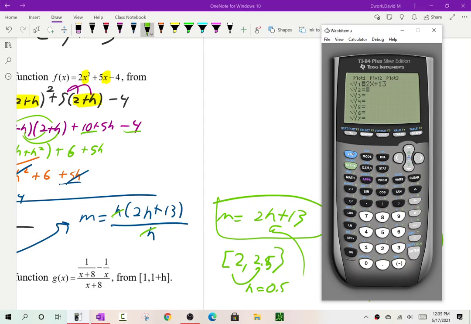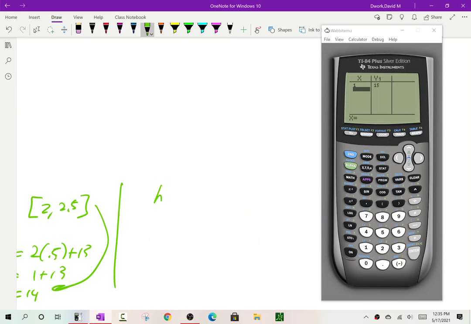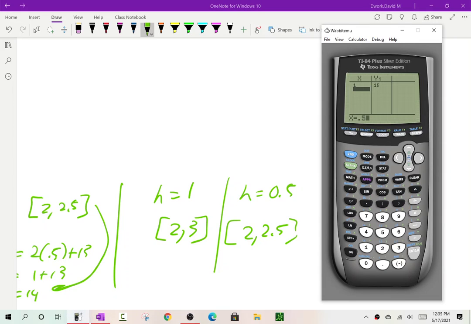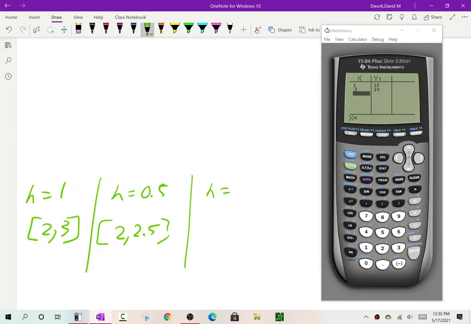And now, if I go to my table, I'm going to go back to my table. And now remember, my x's are not really x's. These are really my h's, right? It's my distance apart. So if I wanted them 1 apart, right, what would that represent? If I do h equals 1, what does that represent? That represents going from 2 to 3. Then if I wanted h equaling 0.5, that would be going from 2 to 2.5, right? Well, I'm just going to type in 0.5. Then what if I wanted to do h equaling 0.1? Well, I just type in 0.1. Whoops.